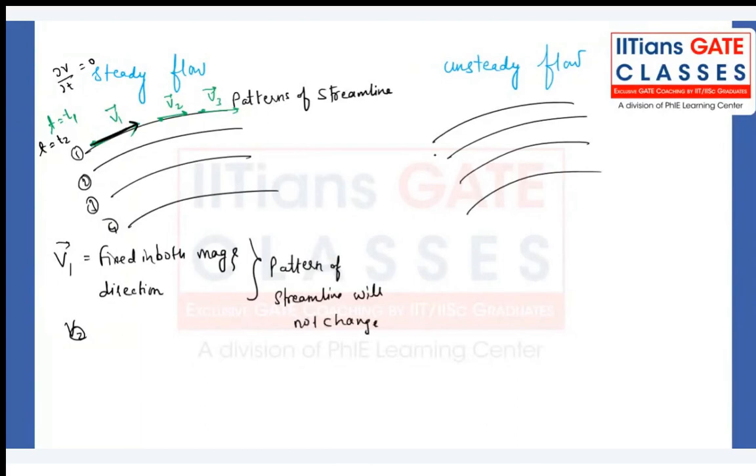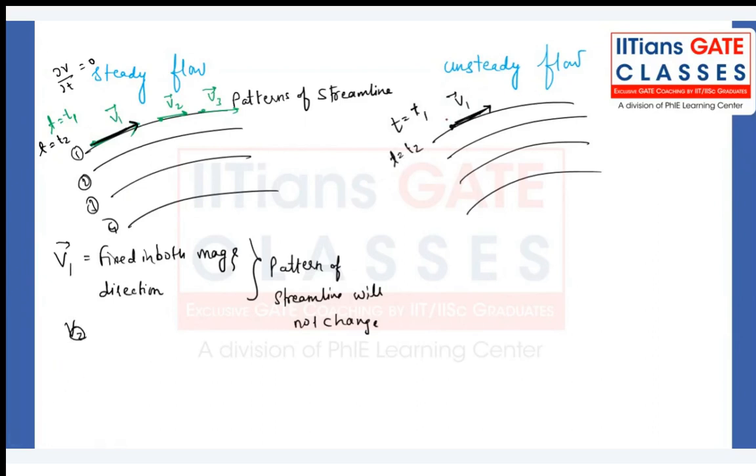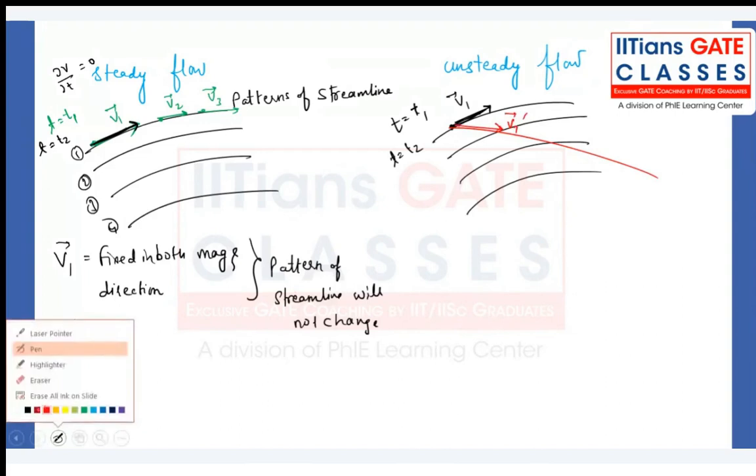The moment we have the v1 velocity, for example, let's say here at time t equal to t1, but at time t equal to t2 the particle is changing its direction as it is an unsteady flow. Either I change the magnitude or I change the direction. I can have a different streamline, something like this. It is now traveling like this. So if I draw the tangent, I will be getting v1 dash something like this, because the pattern of the streamline has been changed because of unsteady flow.